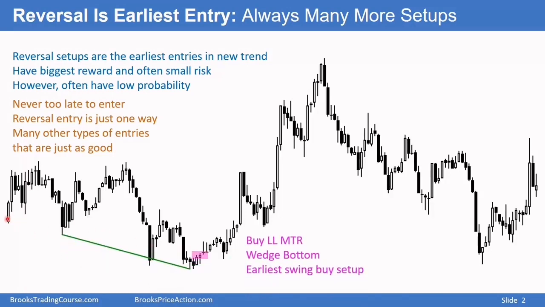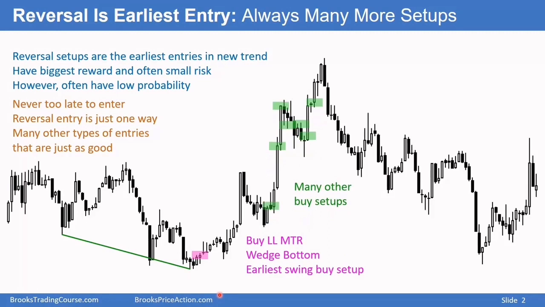3 or 4 pushes down, 1, 2, and 3. So it's a wedge bottom. You can also call it a lower low major trend reversal. You got a bear trend, a bull breakout, a lower low. The earliest entry is the reversal setup, either above this micro double bottom or above this bull bar, and you get filled right there.